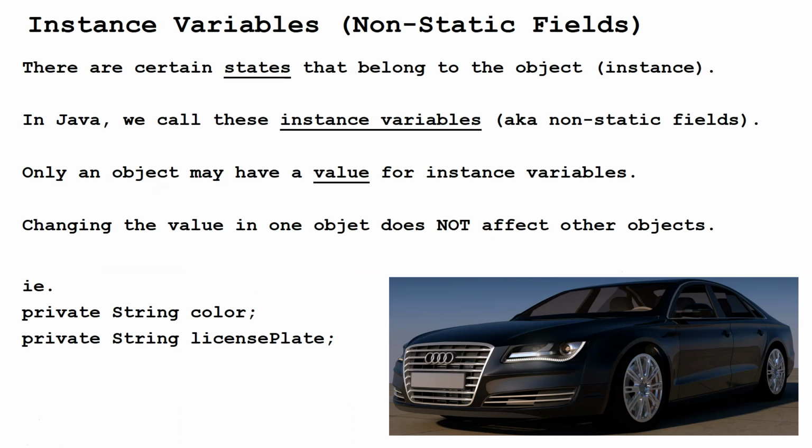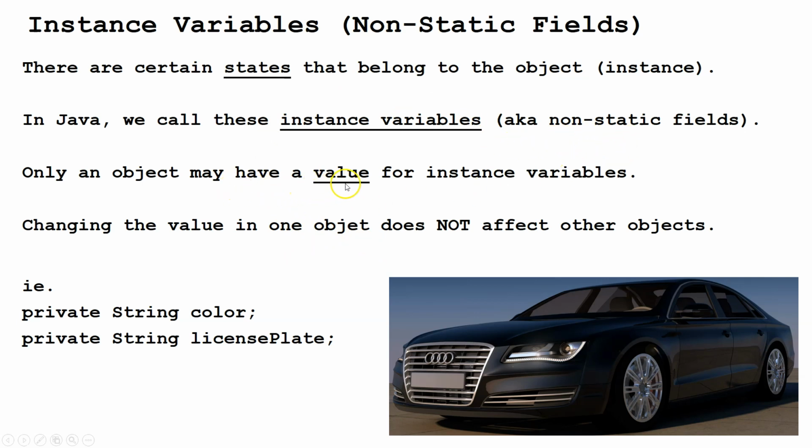We also have instance variables. And these instance variables, also called non-static fields, we can't give them an actual value until we create an instance of the class. So we can lay out what their value will be, but we can't access that value until we create the instance. So in Java, we call these instance variables, also known as non-static fields.